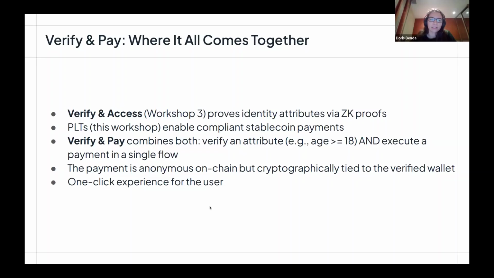We think that's a quite common flow that we will see much more in the future when PLTs and ZK proofs in general take off. And to remind you again, payments are anonymous on chain. That means the ZK things that you prove are not written on chain. It's really just between you and the merchant that these ZK proofs are exchanged. They're not written on chain. But there's something on chain which cryptographically links your wallet to the identity behind it, and that's why you're able to generate these ZK proofs. The idea is that it should be a one-click experience for the user, that you verify and pay, and it becomes very seamless.